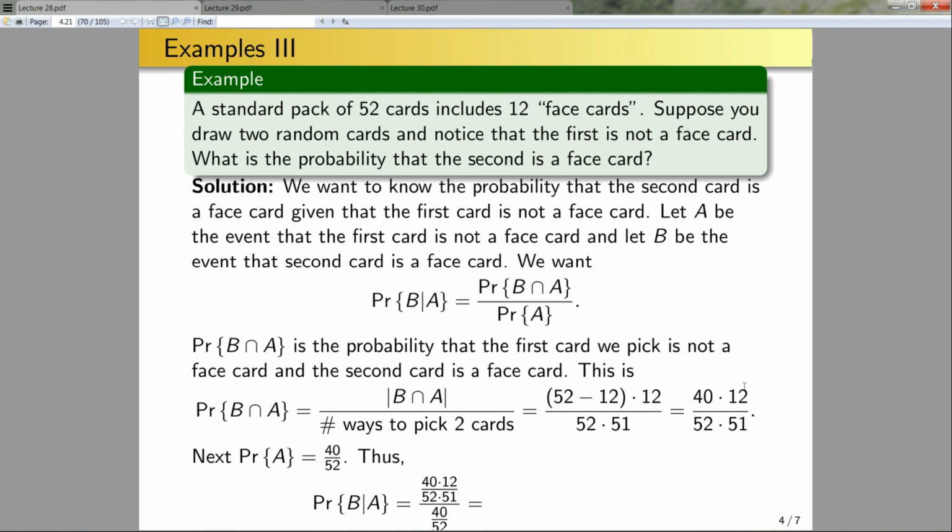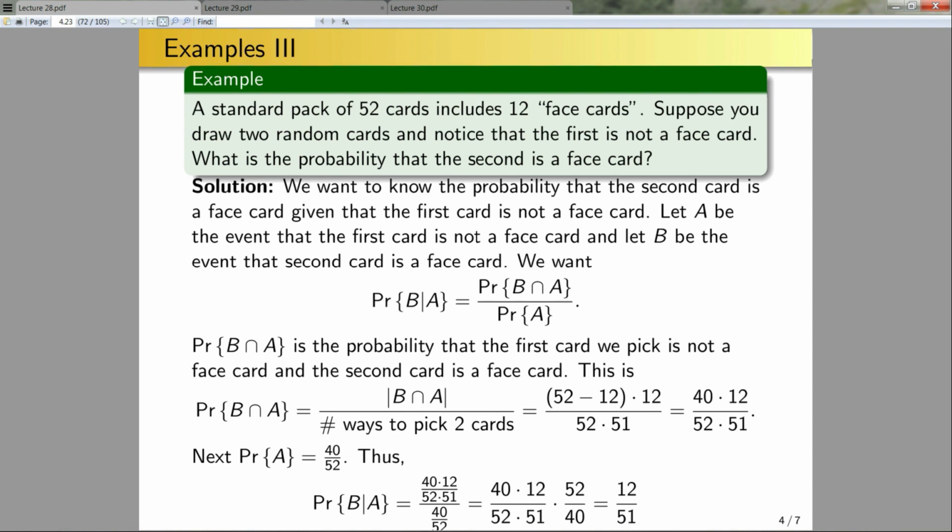So again, just take this thing, divide it by this. And now instead of plugging this into a calculator, I can do some simple arithmetic. When I divide by a fraction, I can flip and multiply. And from here, the 52 cancels this 52. So explicitly, these cancel, and these two 40s cancel. Once I do that simplification, I simply get 12 divided by 51 for my solution here. Okay, so that's another good example of a conditional probability question.